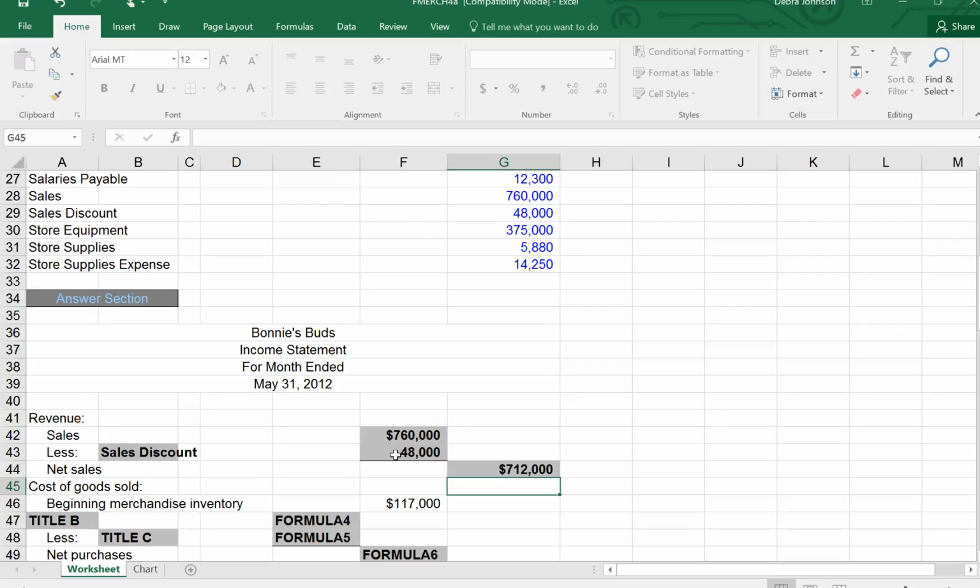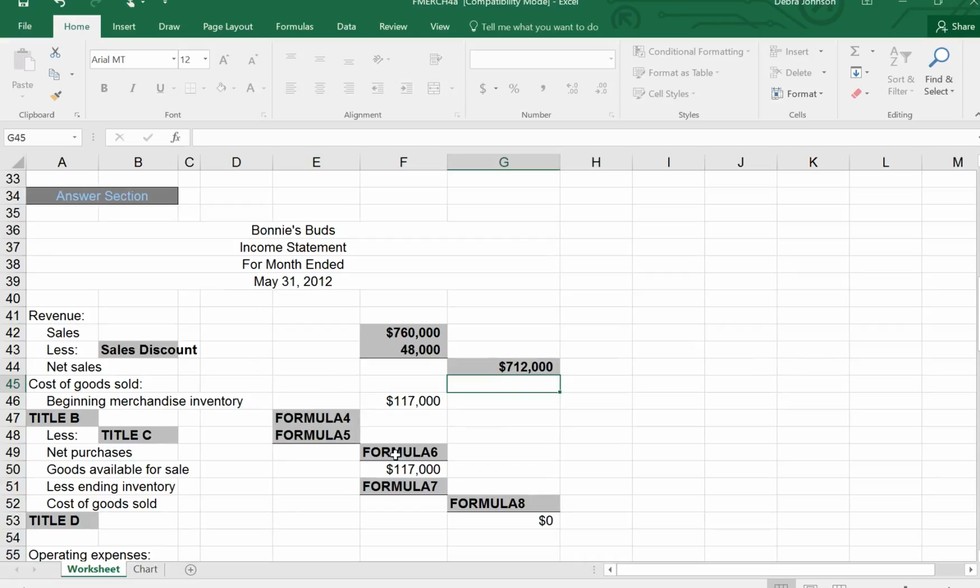And it's cell referenced. Now let's work on probably the toughest section of this, which is cost of goods sold. So once again, there are some titles and there are formulas. If you recall from Accounting 100, when we were talking about a company using a periodic system, the goal here was to figure out the cost of the merchandise sold. So we started off with beginning inventory. The author gave that to us. And the next section says something less something equals net purchases. Remember what net means? It means after deductions.